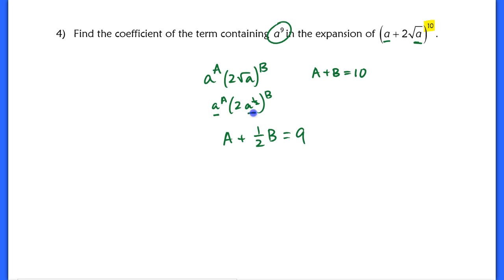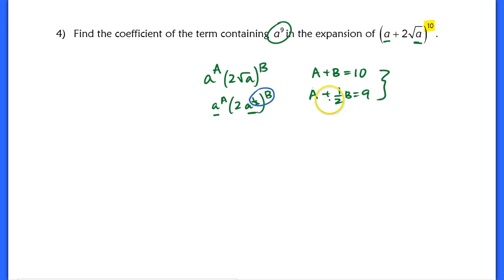Right? The a term here and the a term here have to combine to give me an exponent of 9, because I'm looking for the term that gives me a to the 9th. So I have a system of equations now: a plus 1/2 b equals 9. The reason I have 1/2 b is because these would be multiplied together, okay?